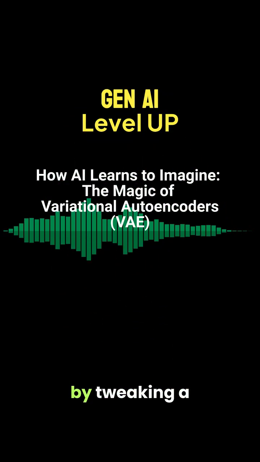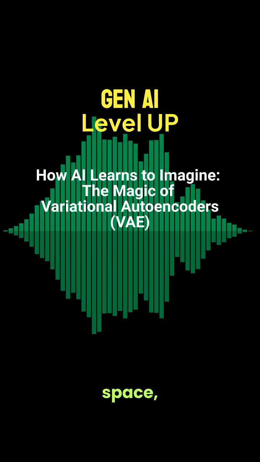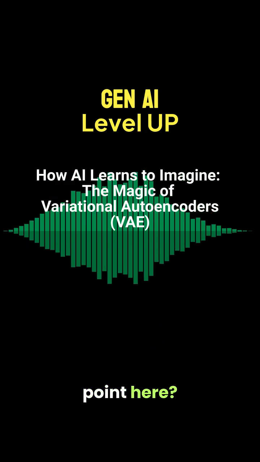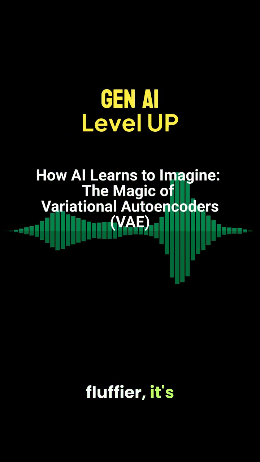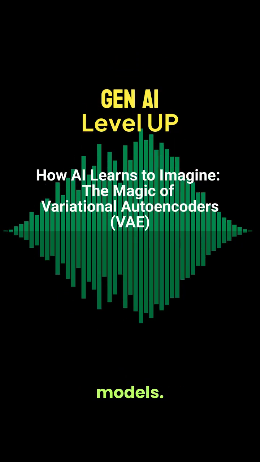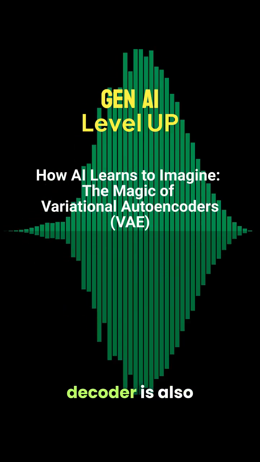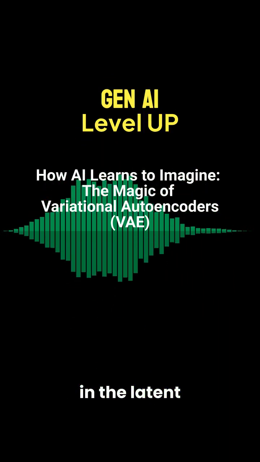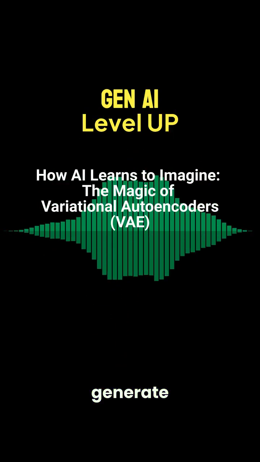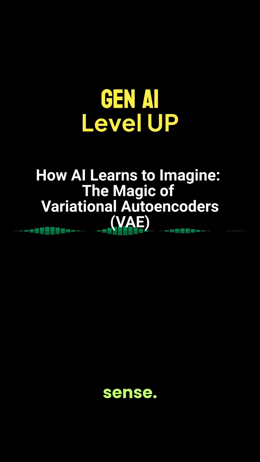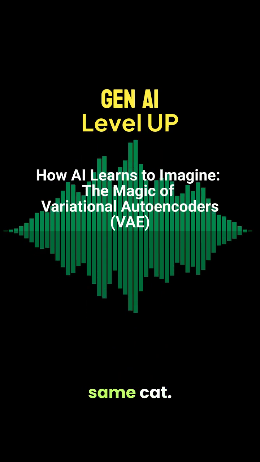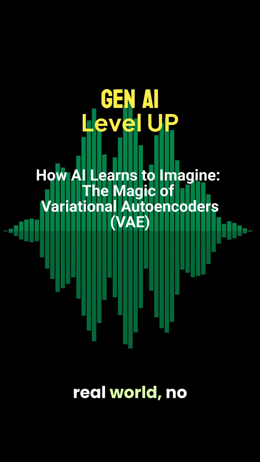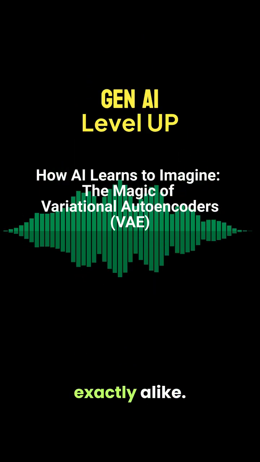Wait, so you're telling me that by tweaking a single number in this latent space, I could make a cat's ears pointier? Yeah. Or its fur fluffier? That's wild. That's the power of generative models. Sure. And just like the encoder, the decoder is also probabilistic. So even if you feed it the same point in the latent space multiple times, it will generate slightly different output. That makes sense. Otherwise, we just end up with clones of the same cat. And we know that in the real world, no two cats are exactly alike.